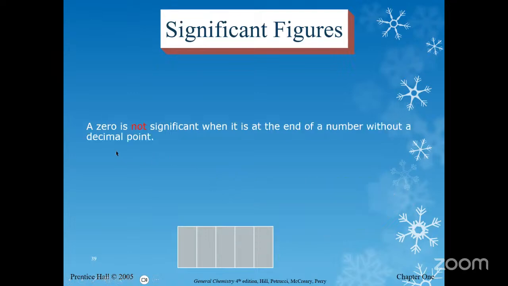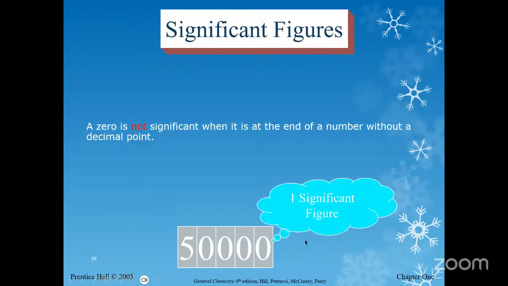Okay, so the next rule again deals with a situation where a 0 is not significant. What this rule says is that a 0 is not significant if it appears at the end of a number and there's no decimal point. So here's an example of that. In this case, there's no decimal point, and you have 4 zeros at the end of this number. So the only significant digit here would be the 5. Therefore, there's only one significant digit represented here.